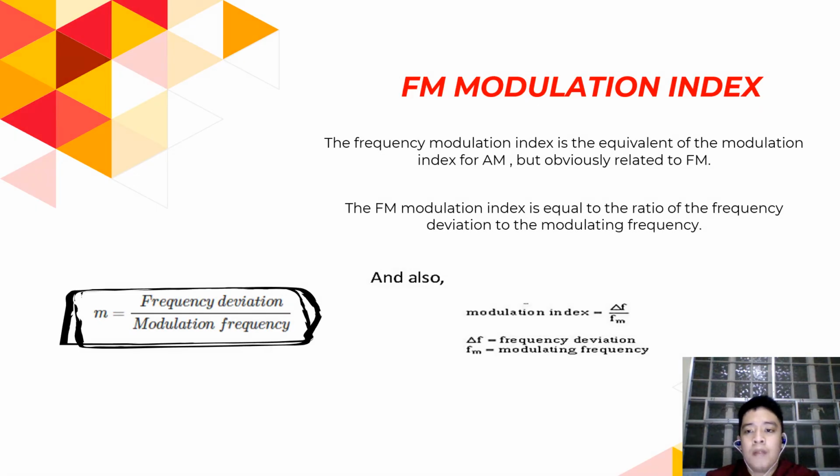So for the FM modulation index, the frequency modulation index is the equivalent of the modulation index for AM, but obviously it is related to FM. So the FM modulation index is equal to the ratio of the frequency deviation to the modulating frequency. So the formula for finding M is frequency deviation over modulating frequency, wherein delta F is equivalent to frequency deviation and Fm is equivalent to modulating frequency.